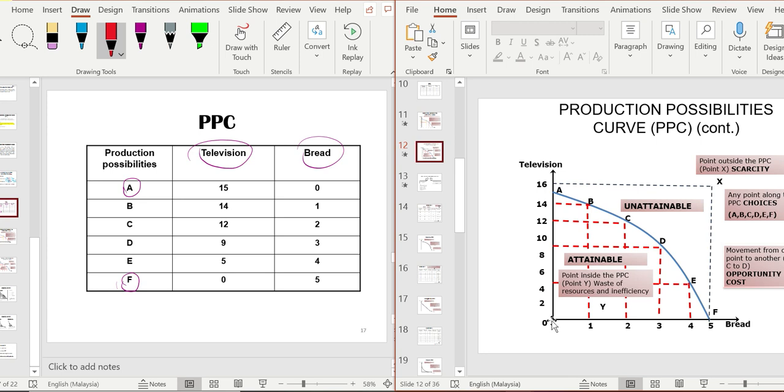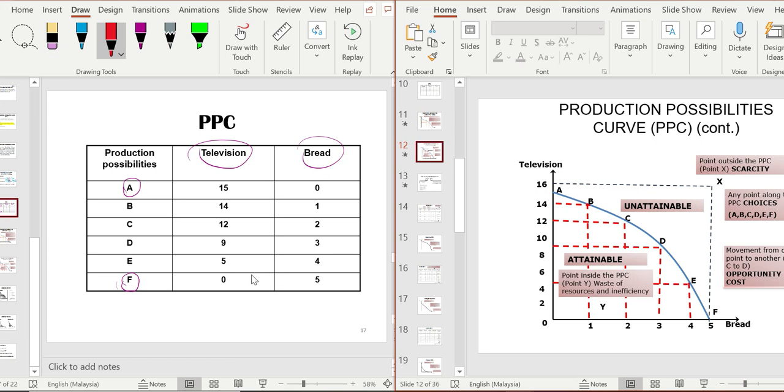Y. Y ke yang tegak ni? Kalau barangan tu makin lama makin meningkat, dia akan berada di part C X. Okay, itu adalah dia punya rules and regulation.